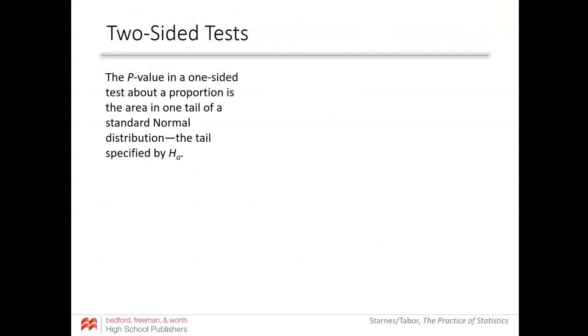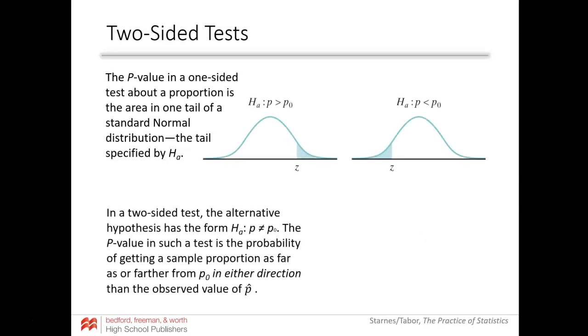All right, let's talk about two-sided tests. We haven't talked about that yet. So far we've just seen one-sided ones, and the area in the tail is the p-value. Well, that's true for two-sided tests as well, except because you got two tails, you're going to find the area of one of the tails and you're going to double it, and that would be the value for p.